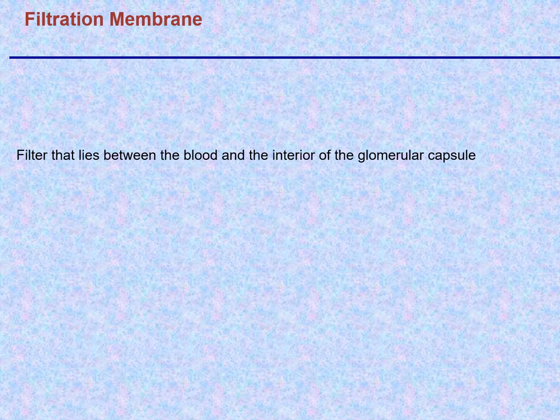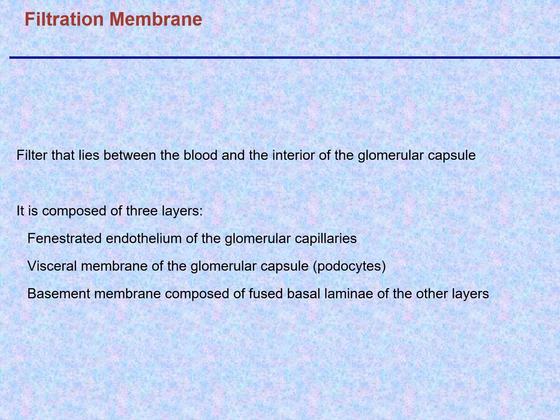The filtration membrane of the glomerulus, the cells between the blood and the interior space of the glomerular capsule, those membranes and whatever connective tissue is there form a filter. The blood plasma is pushed across that filter, and the first fluid formed, which will eventually become urine, is called a filtrate, and it's pushed into the glomerular capsule.